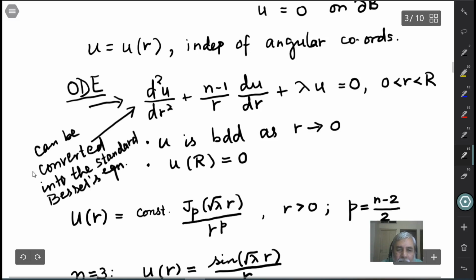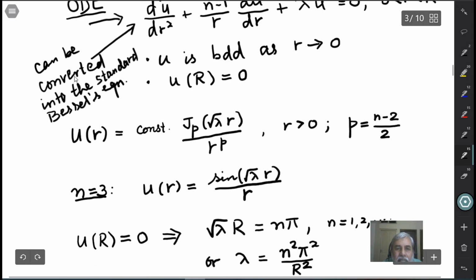And the solution is given by, written here, so a solution of that linear second order equation. So u of r is some constant multiple of this function. So this is J_p(root lambda r) divided by r to the p, and p is equal to (n minus 2) by 2, and remember n is there. Okay, so this is the Bessel function of order p.